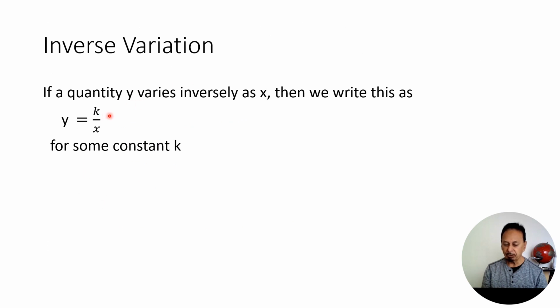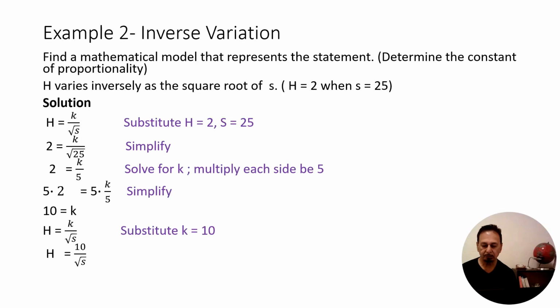Inverse variation. If a quantity y varies inversely as x, then we write this as y equals k over x for some constant k. So example 2. Find a mathematical model that represents this statement and then determine the constant of proportionality. The statement is: h varies inversely as the square root of s. h is equal to 2 when s is equal to 25.